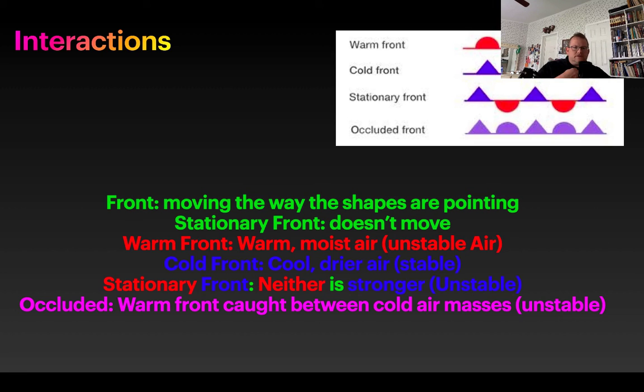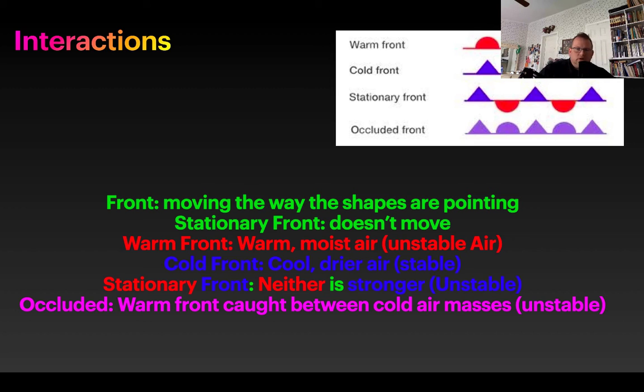We talk about the fronts. Fronts are basically moving the way that the shapes are pointing. So we were looking back at our other map. We had a cold front pushing towards us and a warm front pushing towards us. So they were both moving towards us because their symbols were pointing towards us. Stationary fronts don't move. So they're unlike the occluded front, the cold front, and the warm front that are in motion. The stationary front, that's why it's called stationary.